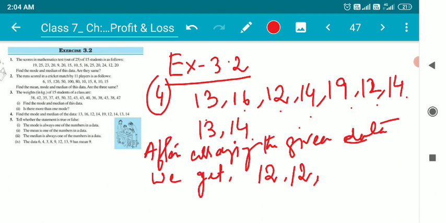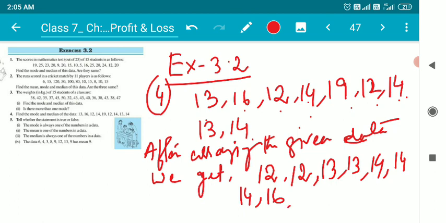Then 13. How many 13 are there? 1 2, 13 are there. Next 14, then 14, 1 2 3, 14 are there. Then we are not given 15. Then 16, only 1, 16 is there. Then 19, directly 19. Let us count: 1 2 3 4 5 6 7 8 9.